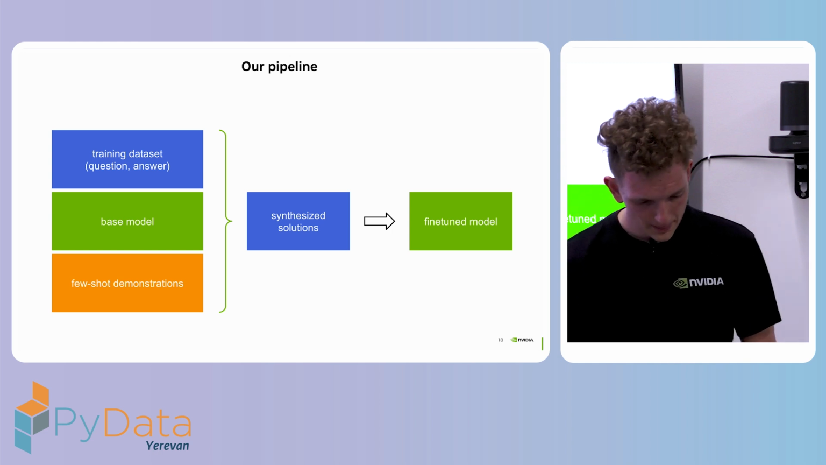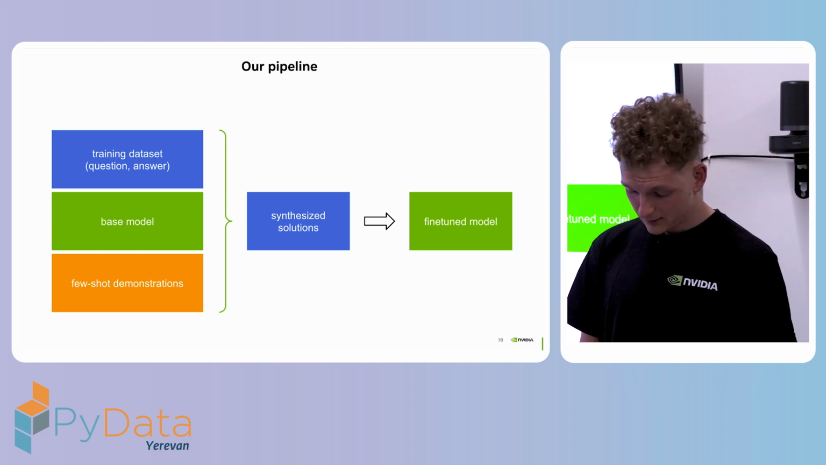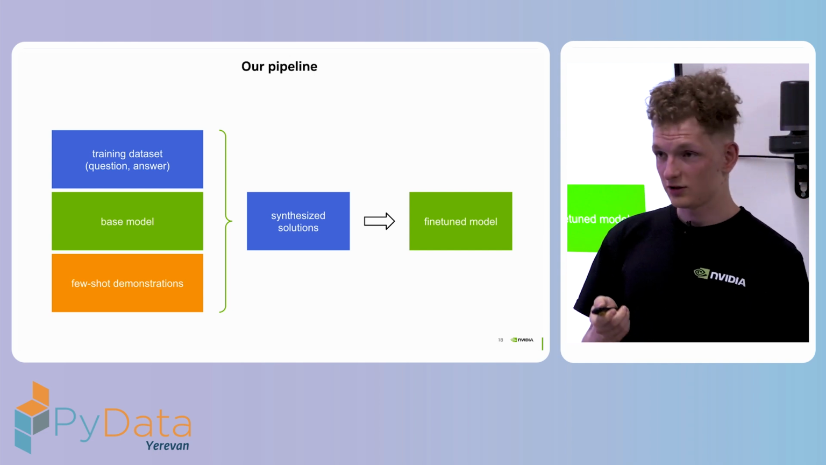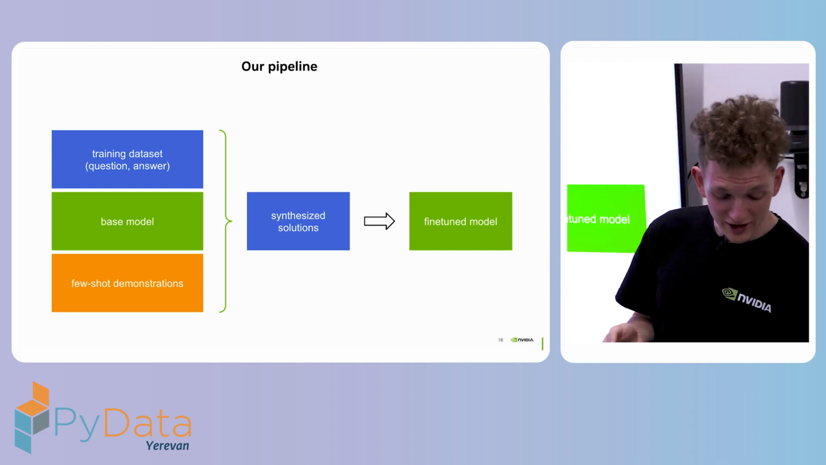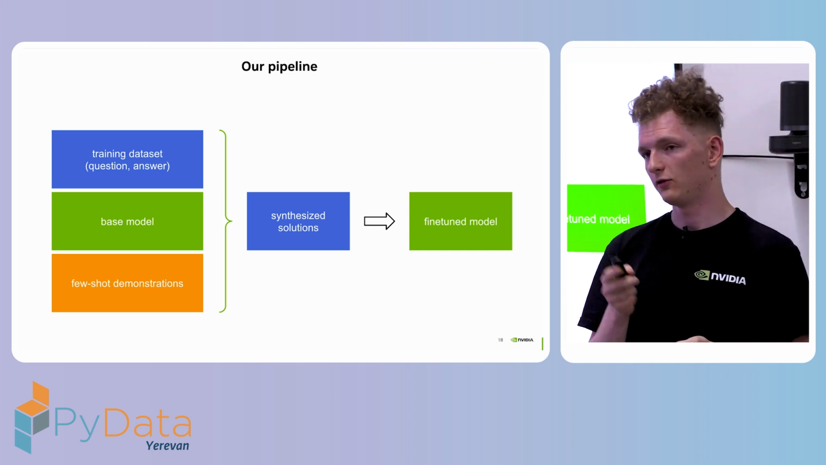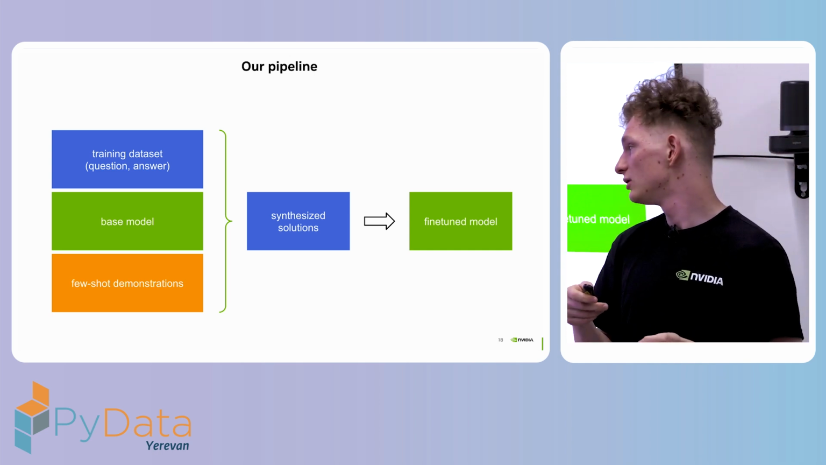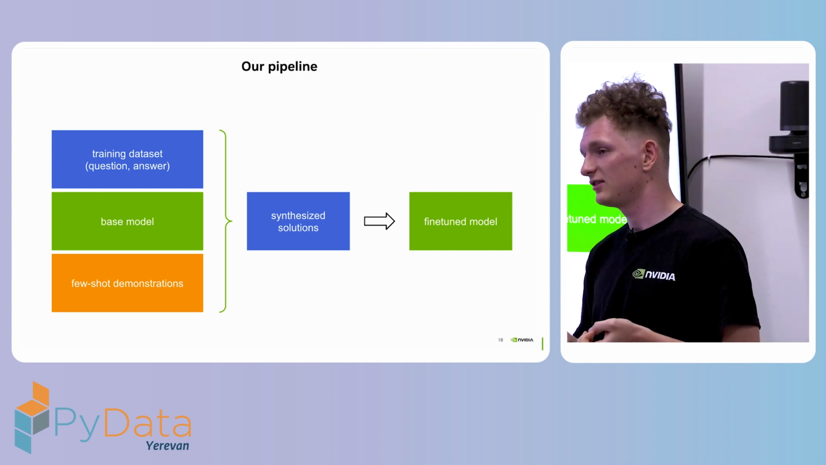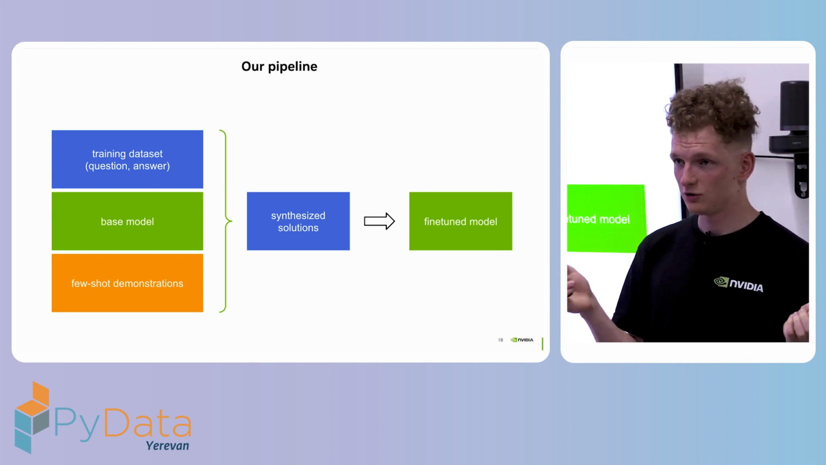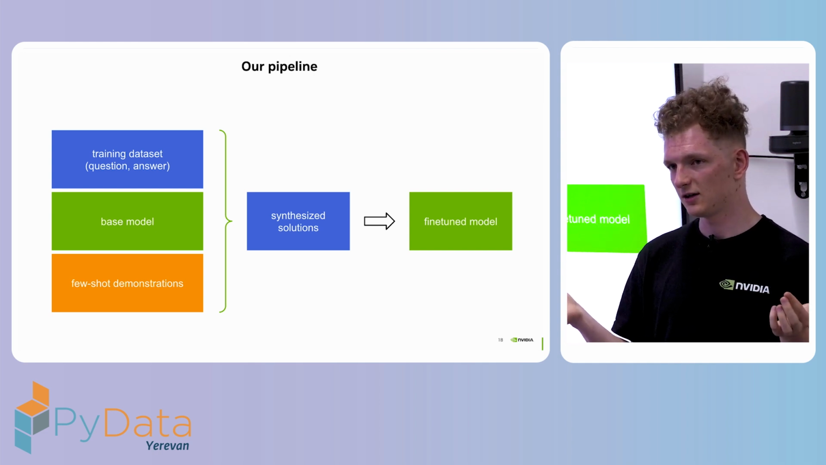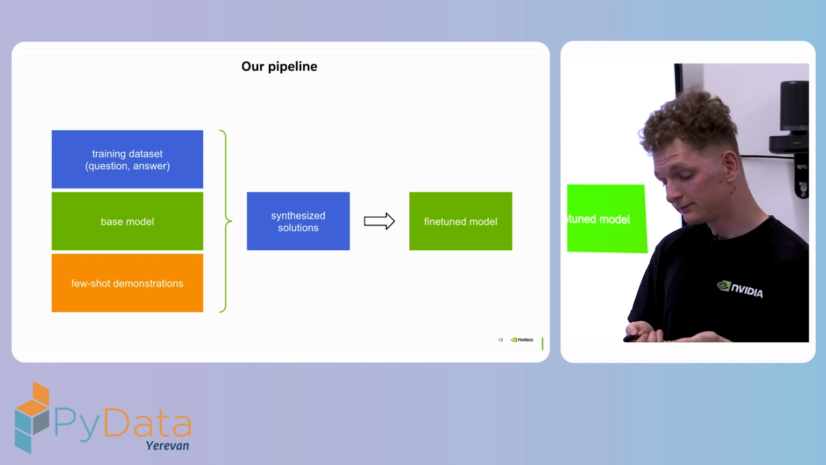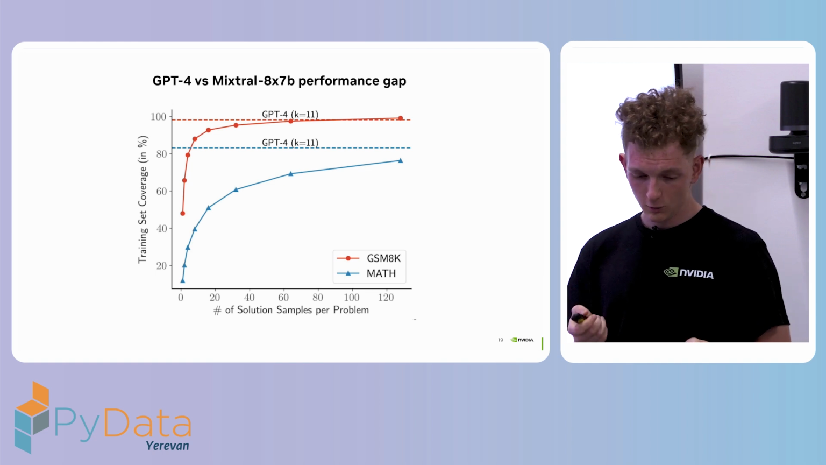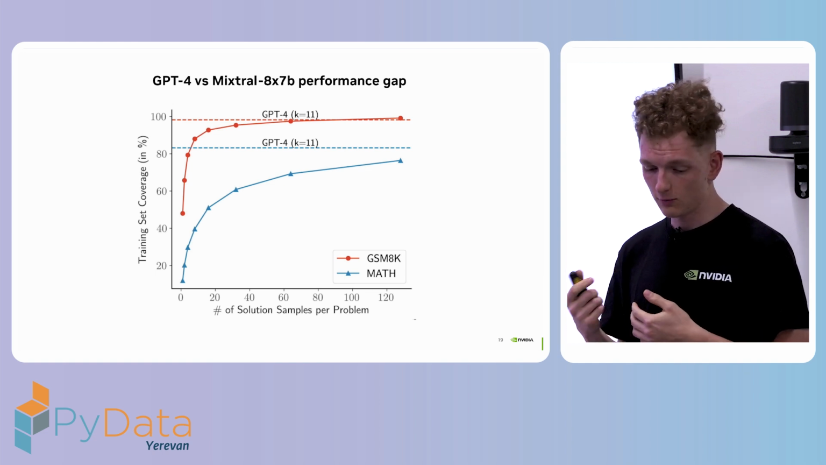But we have another problem. As I already told you, GPT-4 is way stronger on GSM and on MATH datasets, so it is stronger in generating the synthetic dataset. And this is why everyone is using GPT-4 for creating their synthetic datasets and getting pretty good results with this. And here is what we get if we compare Mixtral with GPT-4 models.